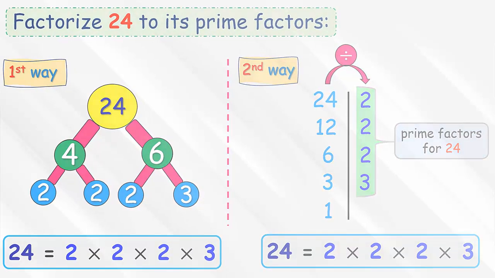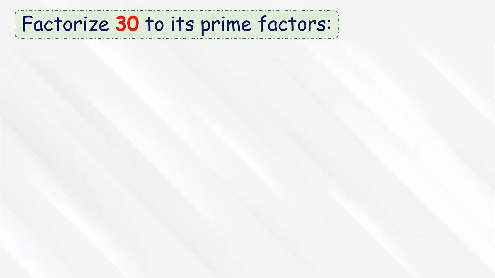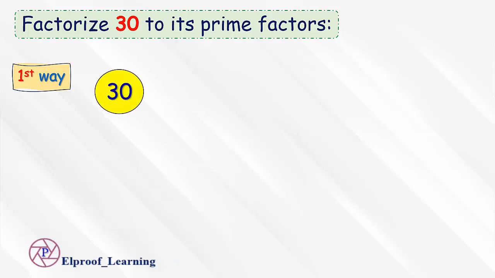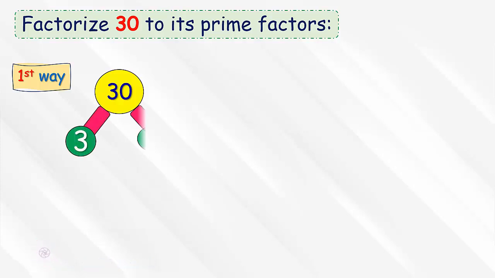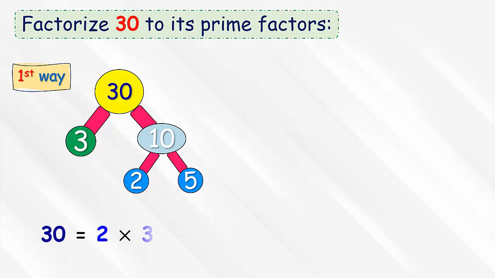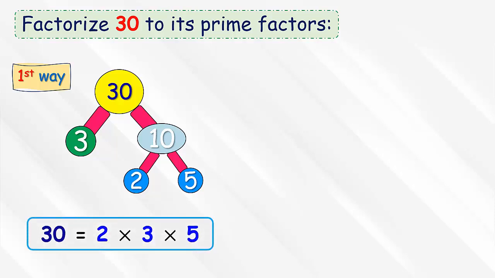Now let's see the last number. In this example, we will factorize the number 30 into its prime factors, and we will quickly start with the tree method. Here we will write the number 30. Then we will search for two numbers whose product is 30. Let it be, for example, 3 times 10. And because the number 10 is not prime, we will search for two numbers whose product is 10, which are the two numbers 2 and 5. And here we find that the numbers 3, 2, and 5 are all prime numbers, and therefore the factorization of the number 30 into its prime factors will be 2 times 3 times 5.